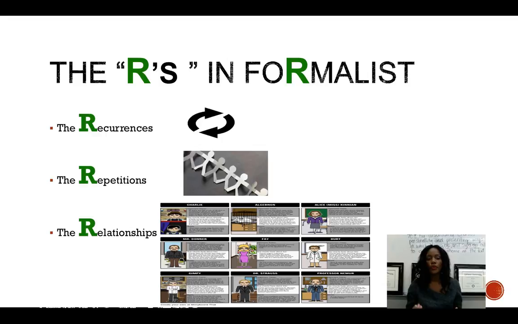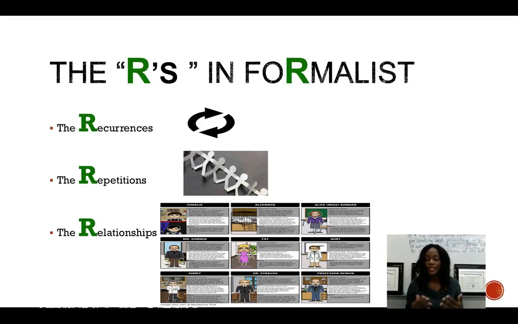Now, for a formalist approach, there are 3 R's, and this is a nice little way to help you remember it when I say, I want you to look at this text from a formalist perspective. You've got this idea of form, but think about the R. One is the reoccurrences. What are the reoccurrences in the text?